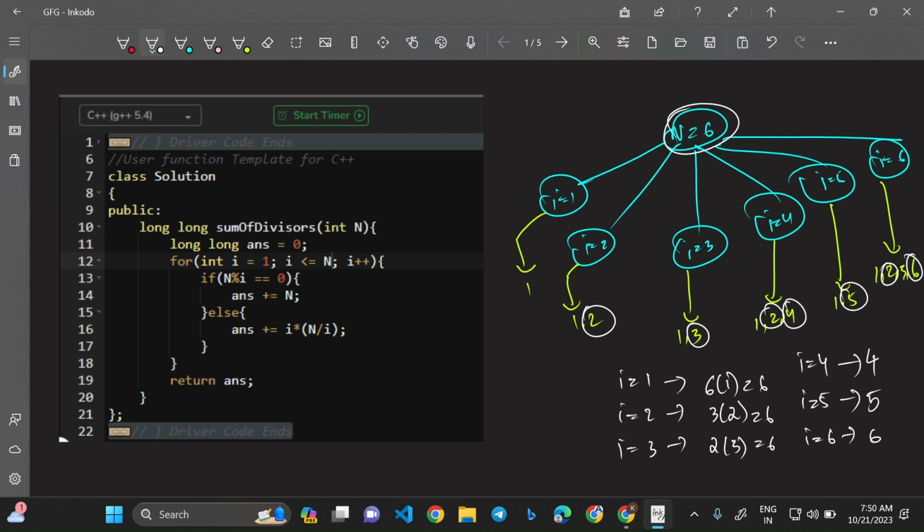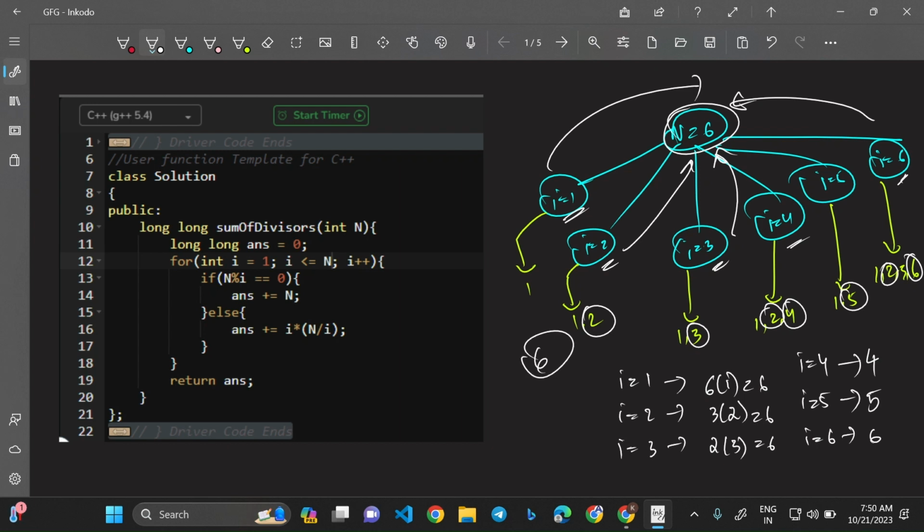So if a number is actually successfully dividing the n, okay, I equal to 1 divides 6, I equal to 2 divides 6, I equal to 3 divides 6, I equal to 6 divides 6 successfully, so in that case their contribution would be equal, and this contribution is n. But for the other numbers, I equal to 4, the contribution is only 4. For I equal to 5, the contribution is only 5. But for I equal to 1, 2, 3, 6, the contribution is 6. All right. So that is what I'm saying.